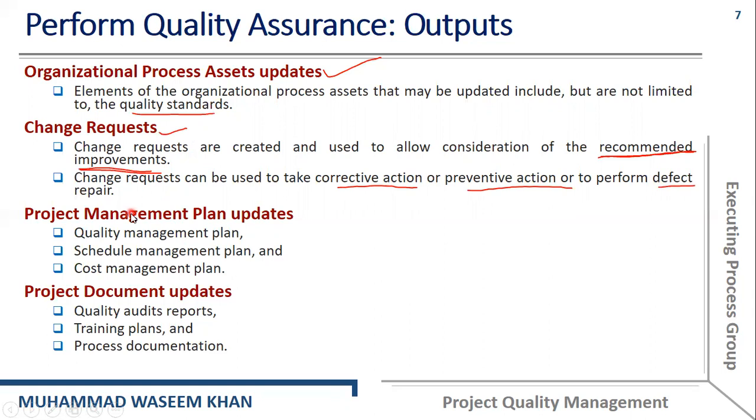And like other similar knowledge areas, we can have the project management plan update. So you have to update the sections of the project management plan that are relevant to the quality. We will update the quality management plan, the schedule management plan, and cost management plan. And the project documents that are relevant to the quality also need to be updated. Those documents include quality audit reports, training plans, and process documentation.